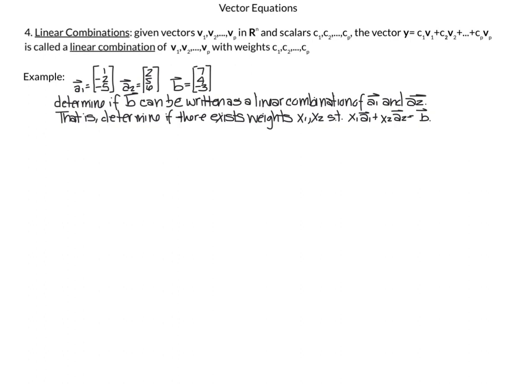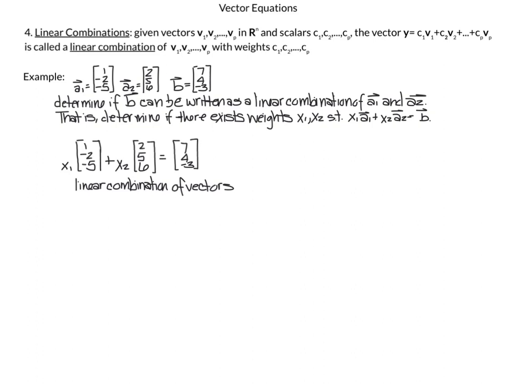My next example: let a1 equal the vector 1, -2, 5, and a2 be the vector 2, 5, 6, and b be the vector 7, 4, -3. Determine if the vector b can be written as a linear combination of vectors a1 and a2. That is, determine if there exist weights x1 and x2 such that x1 times vector a1 plus x2 times vector a2 equals vector b. So I wrote that out.